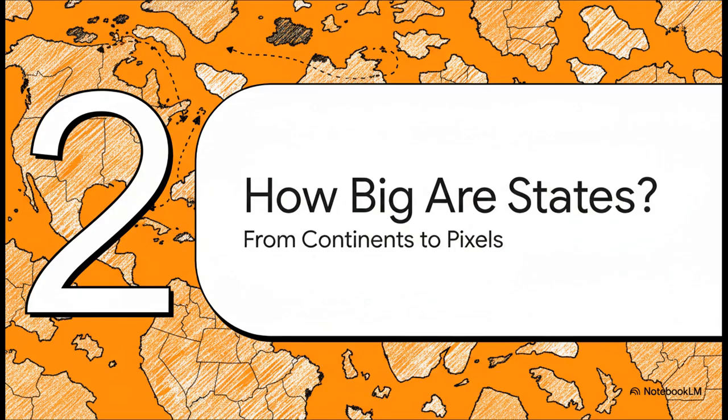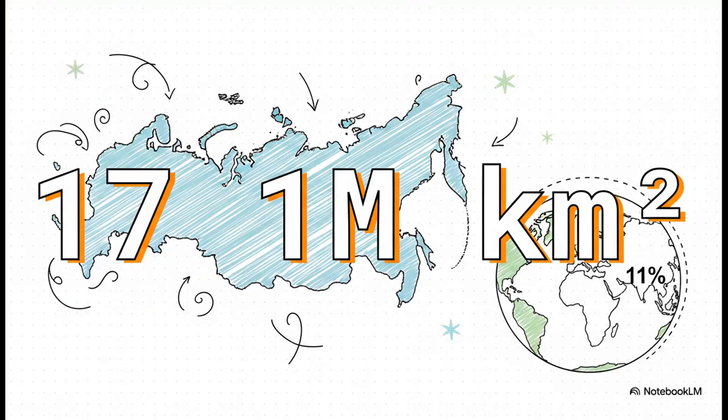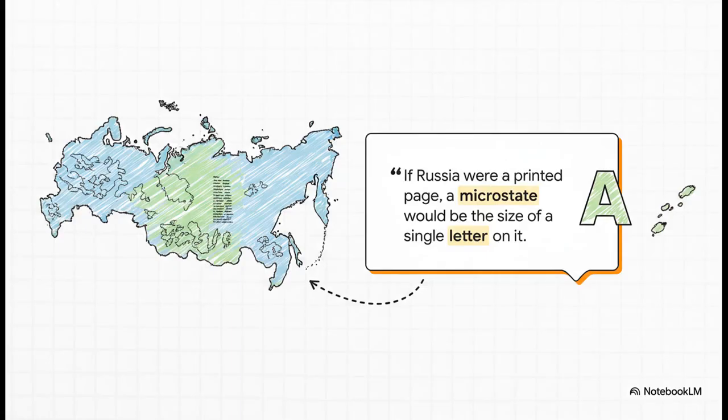Okay, so now that we know what a state is, let's talk about how big they are. And, well, get ready for this, because the difference between the biggest and the smallest countries on Earth is truly mind-boggling. So on one end of the spectrum, you have the absolute giant, Russia. We're talking 17.1 million square kilometers. To put that in perspective, this one single country covers a whopping 11% of the world's entire land area. That is huge.